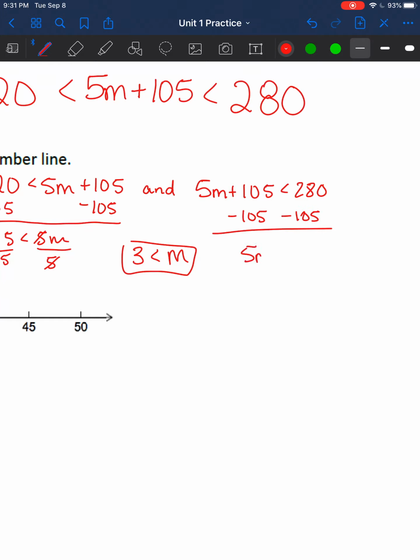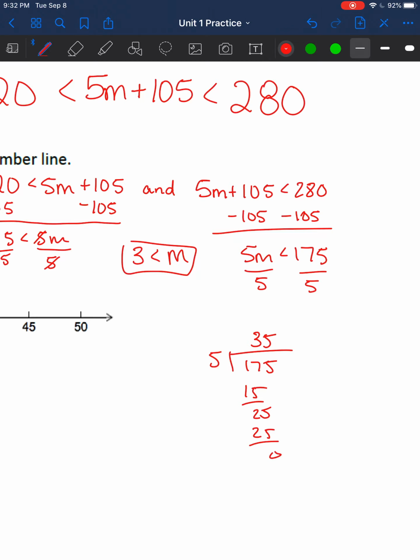Over on the other, take away 105, just like before. 280 minus 105 is 175. If I divide by 5, m is 31. Sorry, I don't think it's 31. Let me double check my math. 5 can go into 17 3 times. It's 35. That's what it is. So m is less than 35.